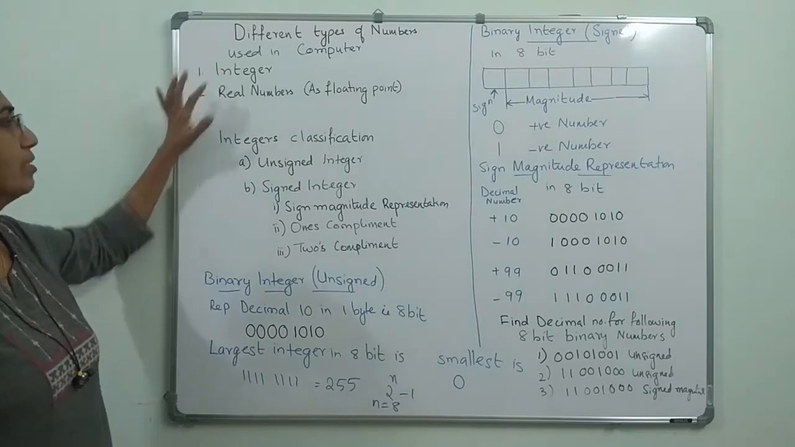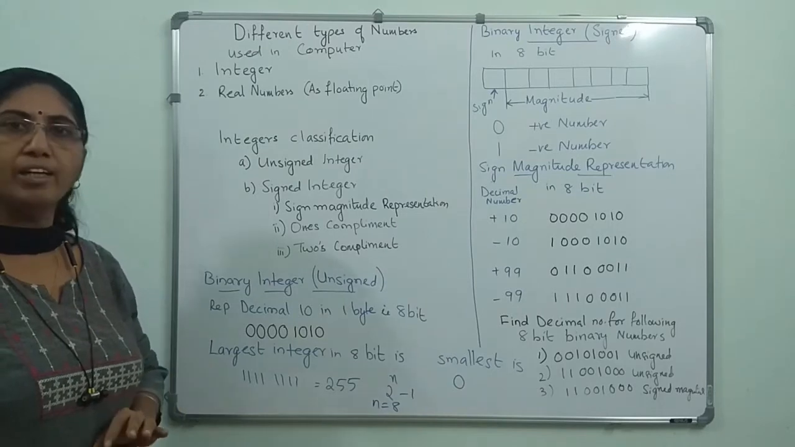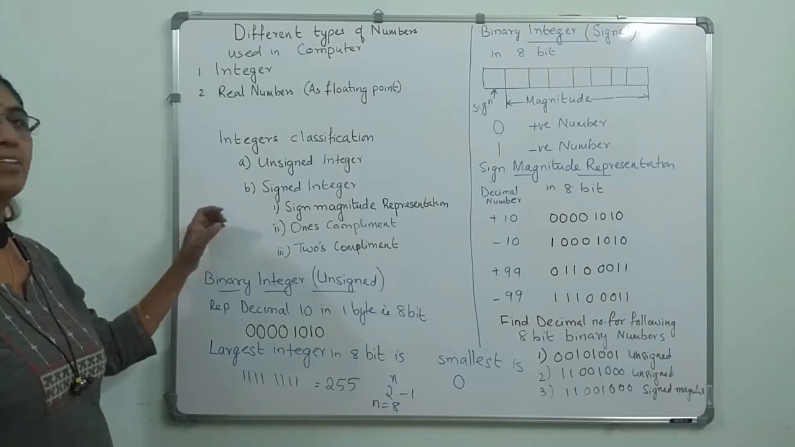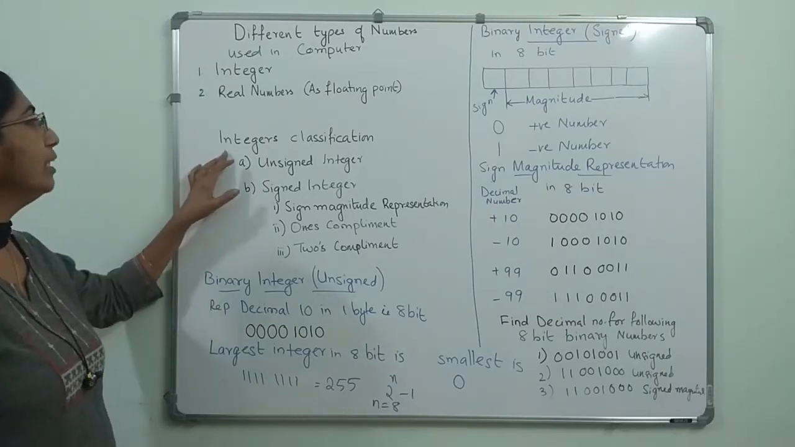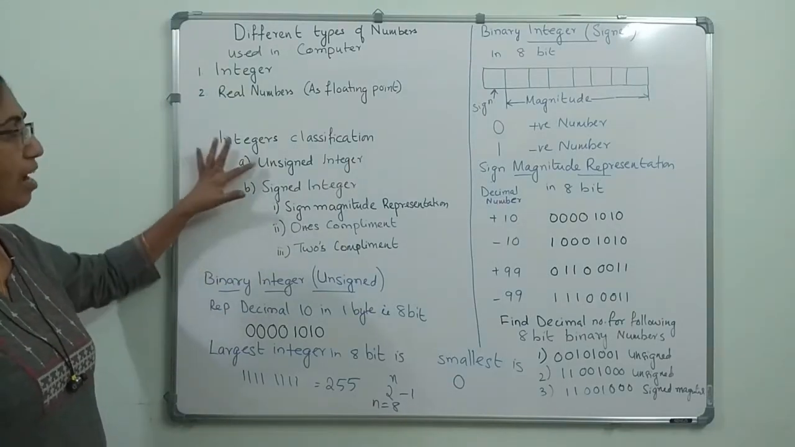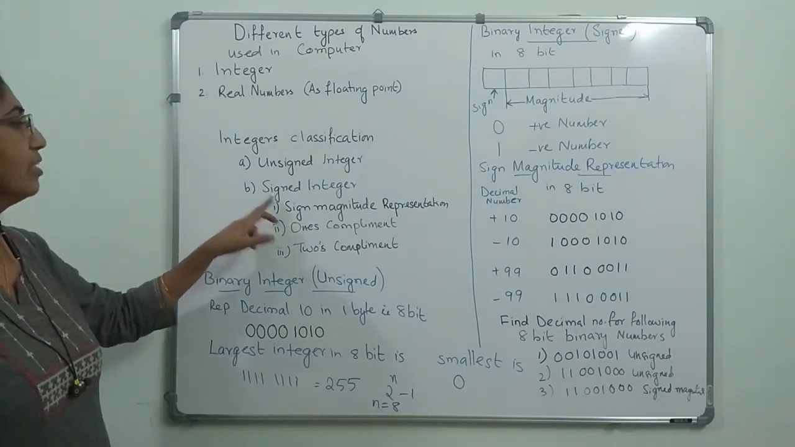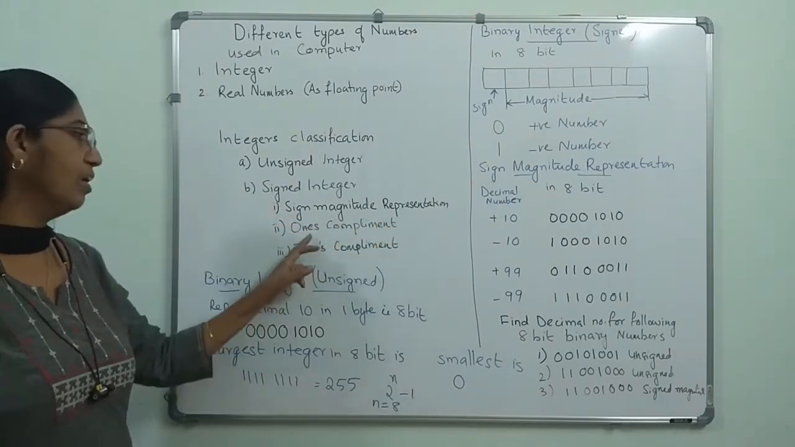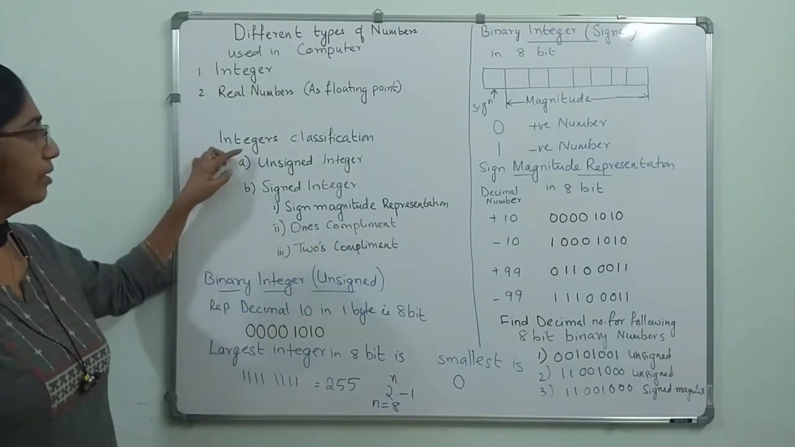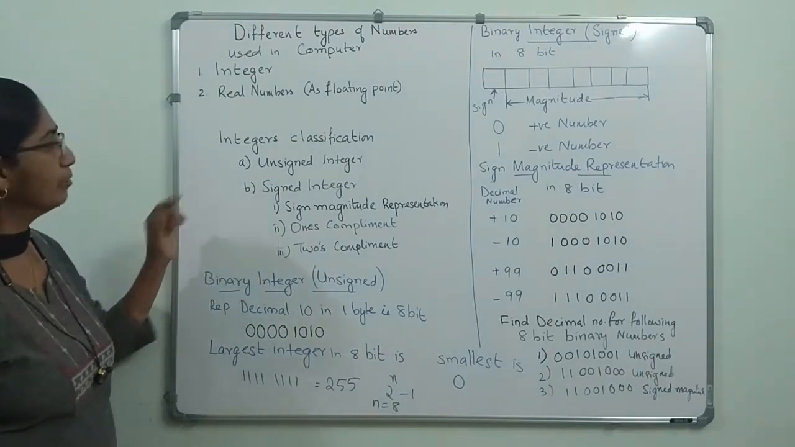Now the integers. How do we represent the integers? Whatever it is, we will be representing it in terms of 0 and 1 in binary. In that itself there are different types of representations. That is what we are going to discuss today. So integers are classified as unsigned integer and signed integer. In the signed integer there is sign magnitude representation, 1's complement representation and 2's complement representation. So these are the different ways by which you can represent. First we will take them one by one.